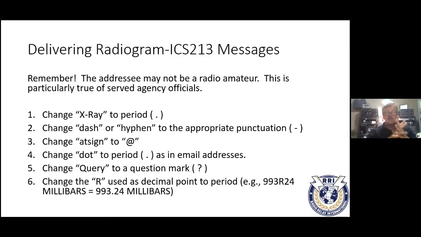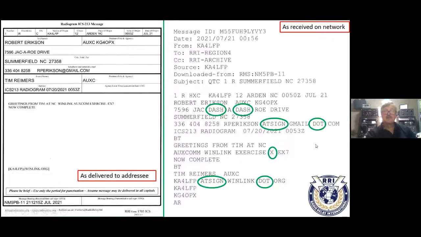Many times we transmit complex numerical groups using the R for the decimal point. So, for example, 993.24 millibars will be transmitted in a radiogram as 993 Romeo 24, okay? But when you deliver it on the form, we would convert that to 993.24 millibars, okay?